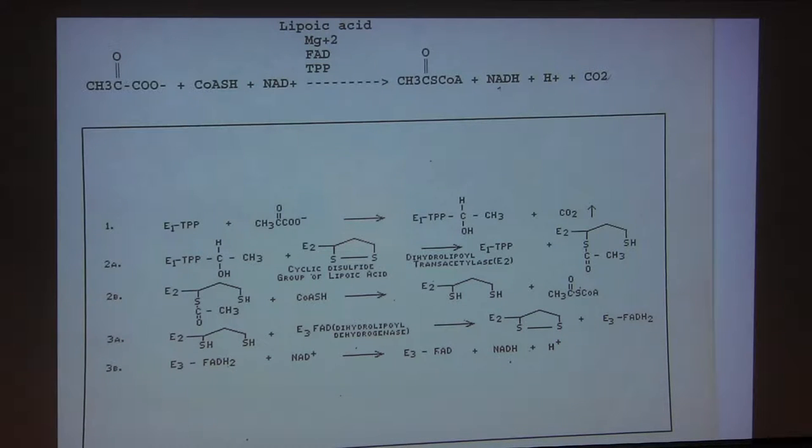This is reversible. How would you reverse that? Those SHs, and what would you add? The compound with 2 SHs, that's the compound. Right, that's the antidote.